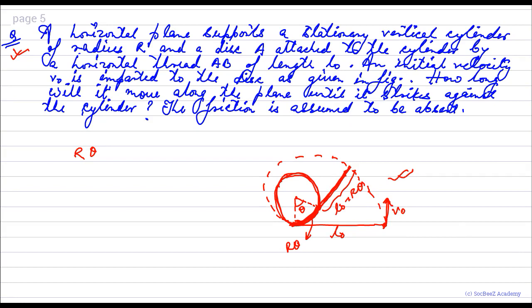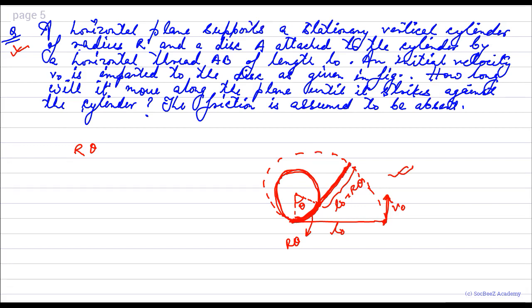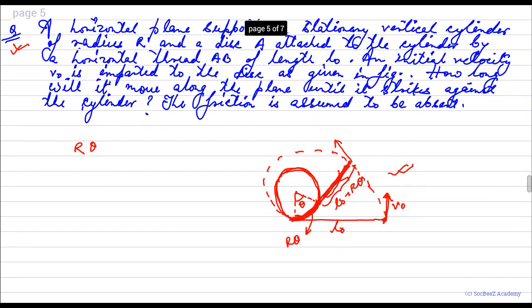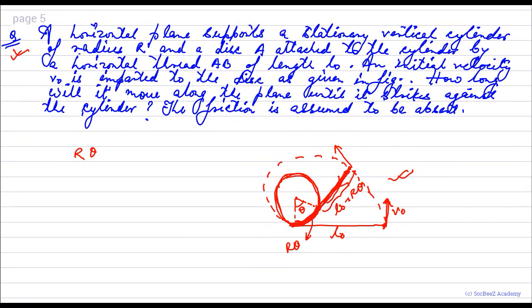Okay, fine. Now I need to look into a few conditions in this particular problem. This string is inextensible, which implies it cannot break. From the setup, it is pretty clear that the string is not slacking. The string is always taut, which implies that the tension in the string is always going to be perpendicular to the velocity at any instance of time. Fine. So if this is my string and this is my tension, the velocity is always going to be perpendicular. Now if the velocity and the tension, the force, are always perpendicular, the velocity perpendicular to the string is never going to change.